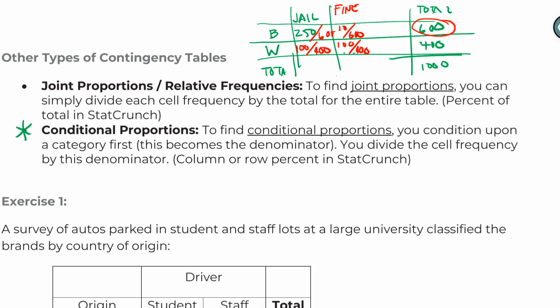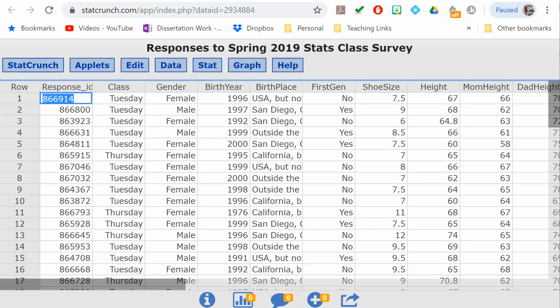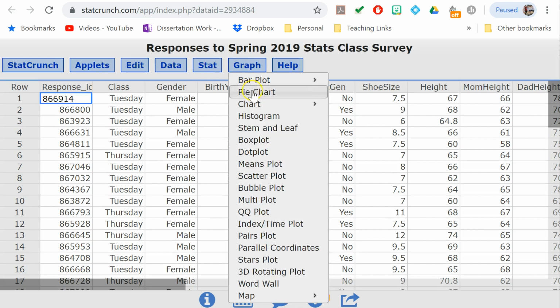And I'll probably make one in class just so we can see the difference. Actually, let me really quickly pull one up. So I'm going to try to show you why that is so important. Here we have responses to my spring survey. And we're going to choose something that isn't very even, right? I think in terms of birthplace, let me just quickly look.